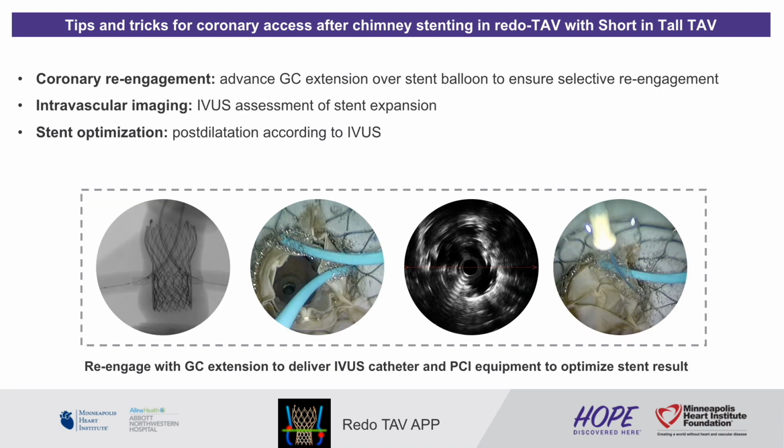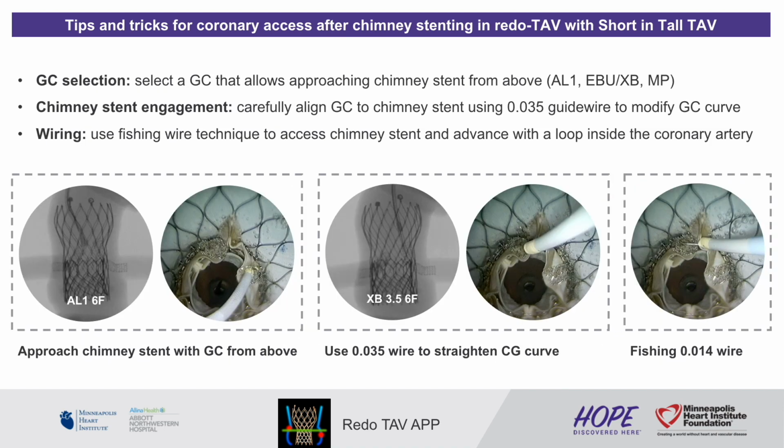Then, re-engage the coronaries by advancing the guide catheter extension over the stent balloon to ensure selective re-engagement. Ideally, perform intravascular imaging to assess stent expansion and eventually correct and optimize the stent results. When dealing with coronary access after redo TAV with chimney stenting, these tips and tricks might be useful.